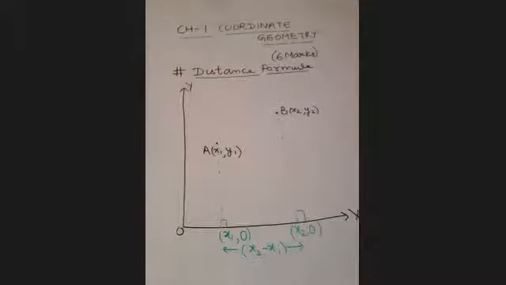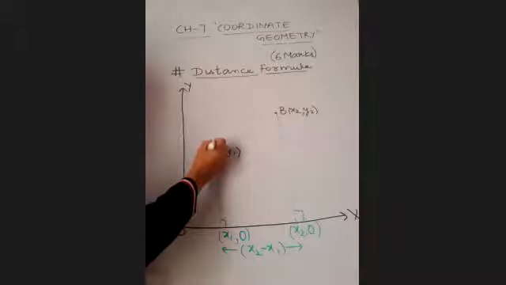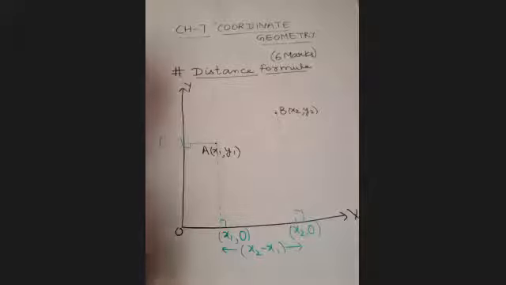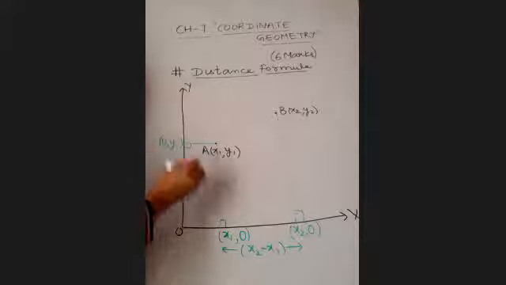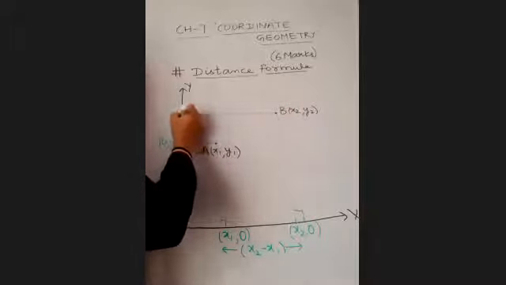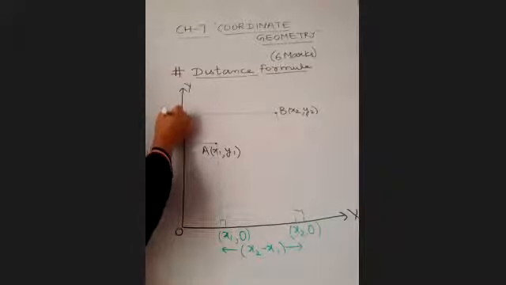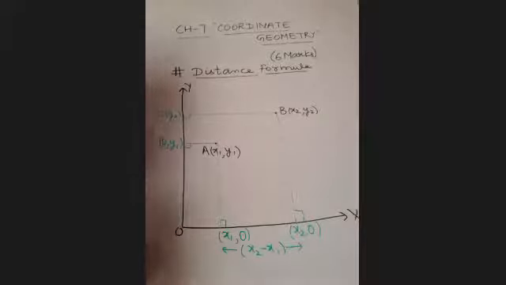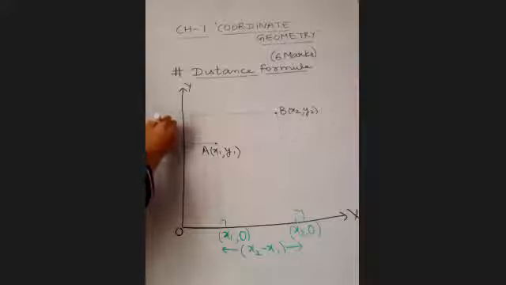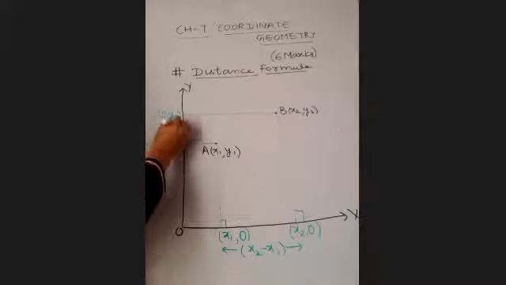So now let us do the next part. Similarly, let us draw perpendiculars on the y-axis. What will be the coordinates? (0, y1) from here, and (0, y2). So what is this distance, children? y2 minus y1. Very good.